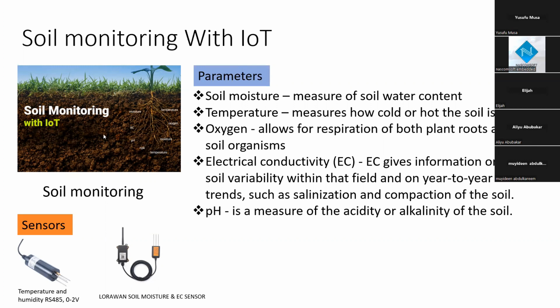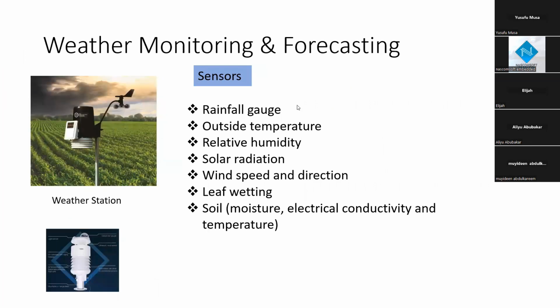All right. So soil monitoring is very important, and you can do this with sensors. There are ready-made sensors that you can deploy on your soil to be able to monitor all these parameters. The next thing is weather monitoring and forecast. Again, there are a lot of weather stations out there that you can buy and deploy on your farm if you want to make your farm smart.